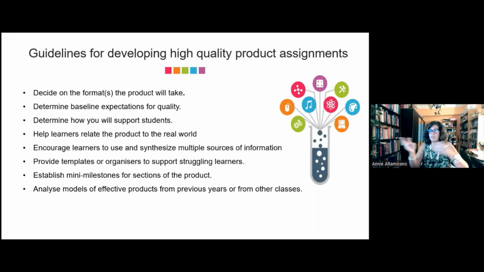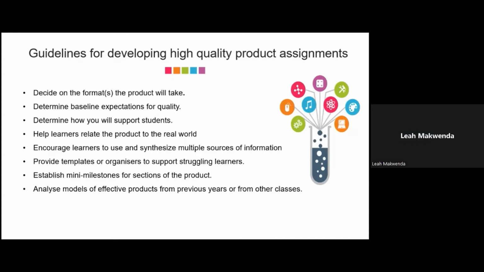Also, they can synthesize multiple sources of information, take from here and there. This is something that students normally do in mainstream curriculum subjects, but apparently when it comes to English, they forget about this. And this is a skill that they have, but they don't remember they have, at least not in English. Also, provide templates or graphic organizers to support struggling learners. Graphic organizers will help them organize ideas or the steps of a product or a project.